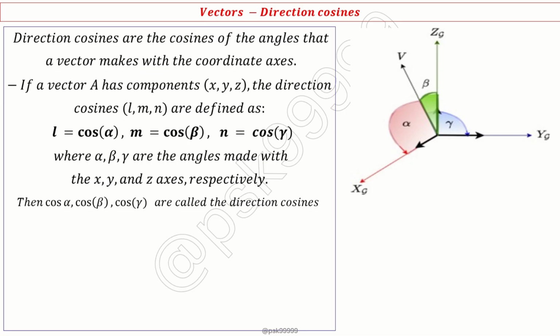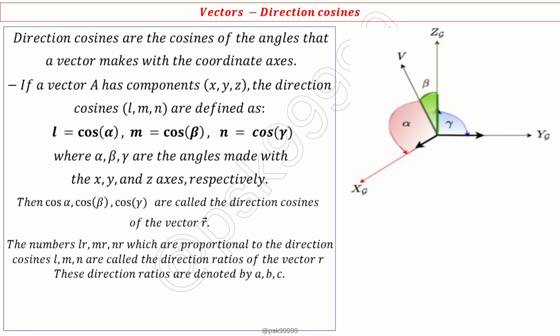Now, cos alpha, cos beta, cos gamma are called the direction cosines of the vector r bar. The numbers L into r, M into r, N into r, which are proportional to the direction cosines, are called direction ratios of the vector r. These direction ratios are denoted by a, b, c, which are nothing but a equal to lr, b equal to mr, c equal to nr.